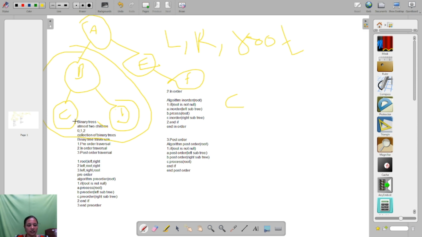Okay, so this one is the left. What is the right child? D. Left, right. Again you go to visit the root node. So B. Okay, left hand side completed.